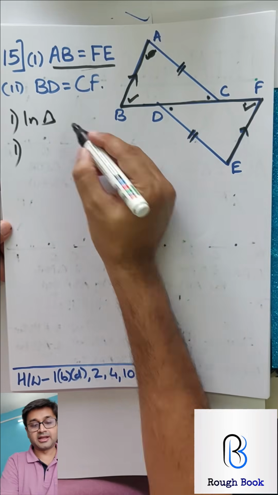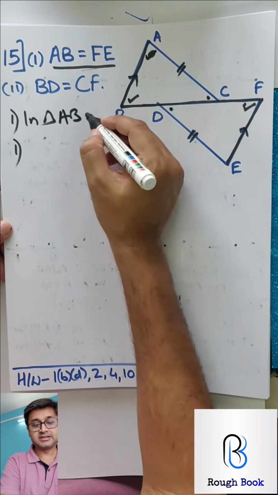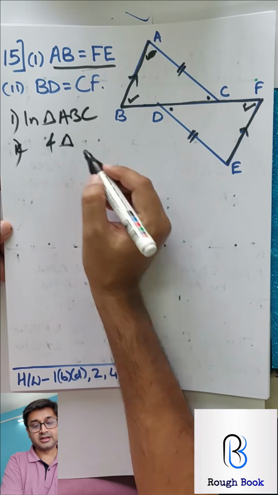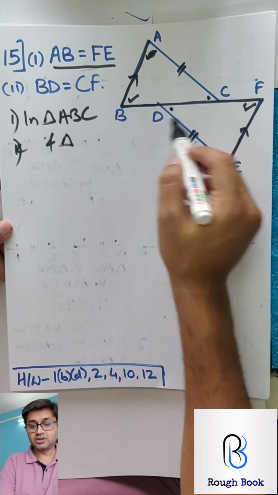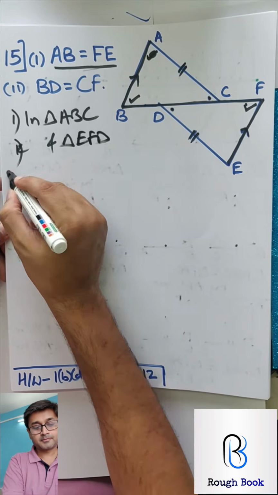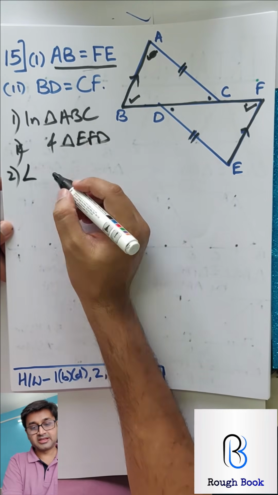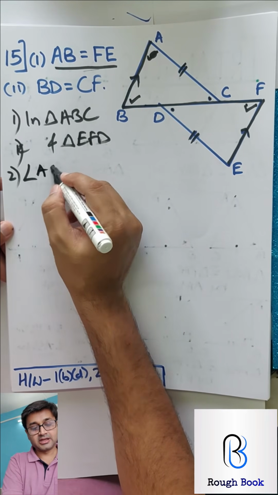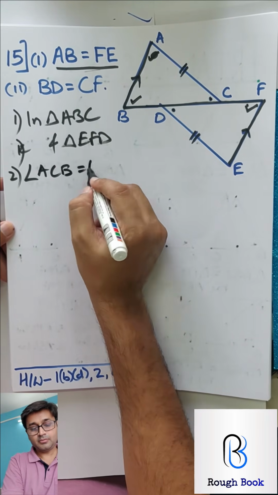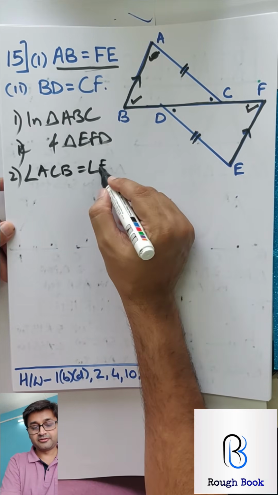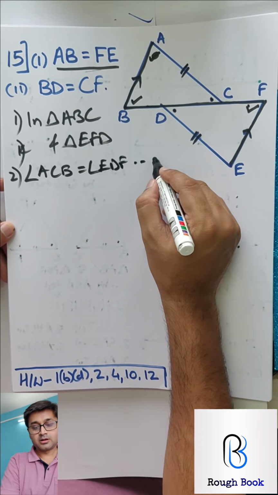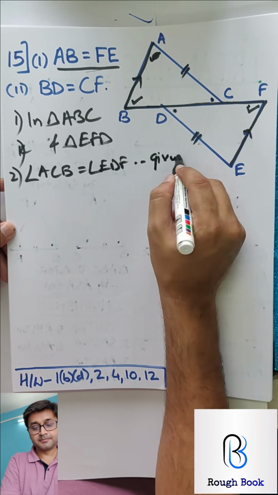So number one, in triangle ABC and triangle EFD. Second step, I will say angle ACB equals EDF. Why? Because it is given.